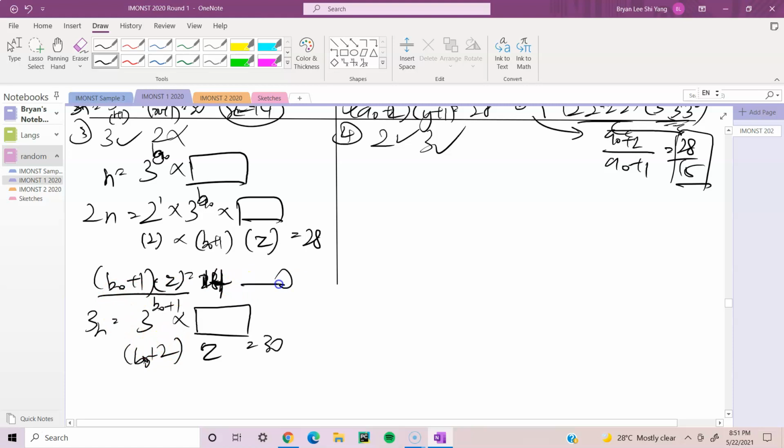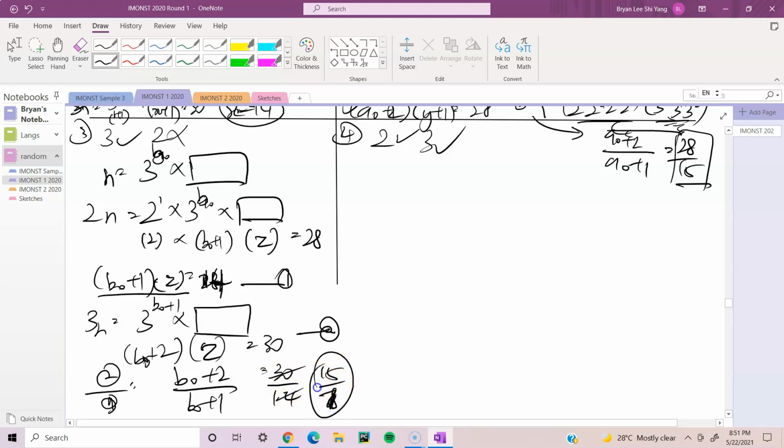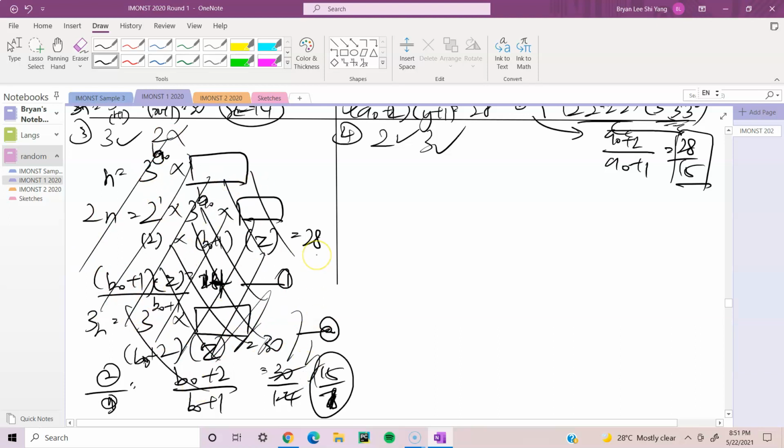So again, take this first equation, take the second equation, we divide, so 2 over 1, something like this. We would get b0 plus 2 and then b0 plus 1 because we have cancelled out the z's. We would have 30 over 14, then we divide this, 15 over 7, which for consecutive numbers is not possible, so this whole thing is to be deleted, okay?